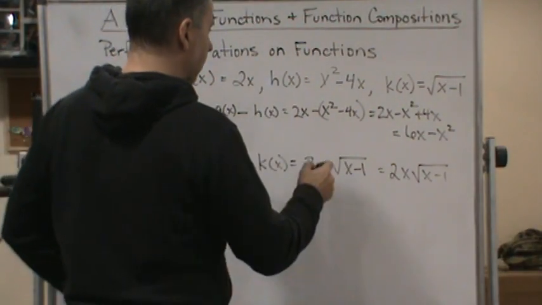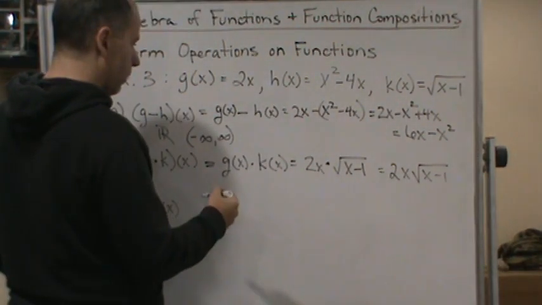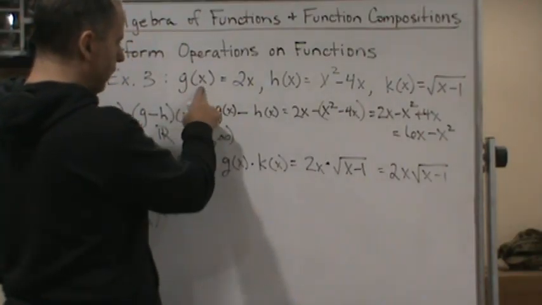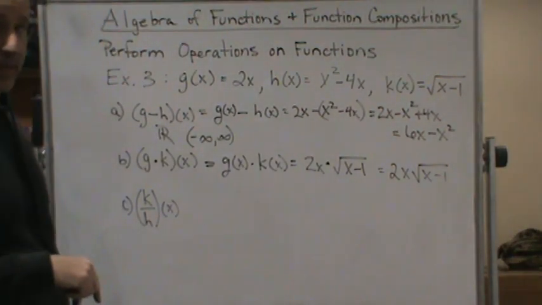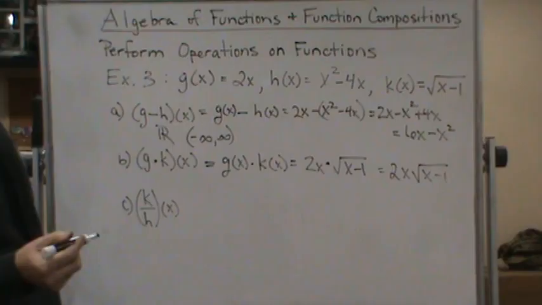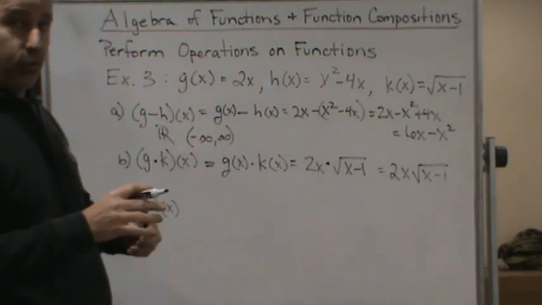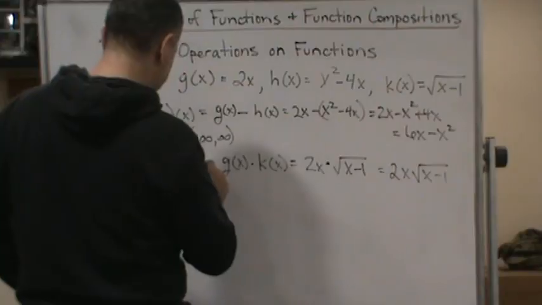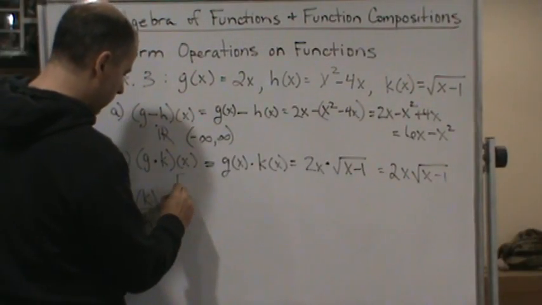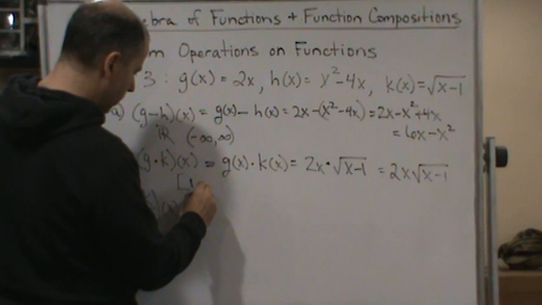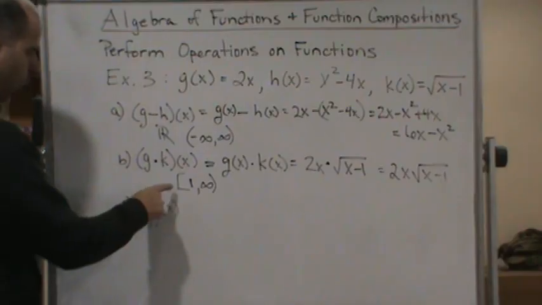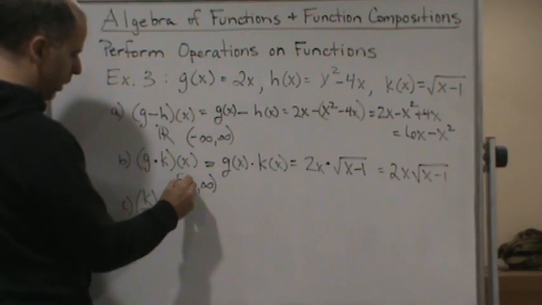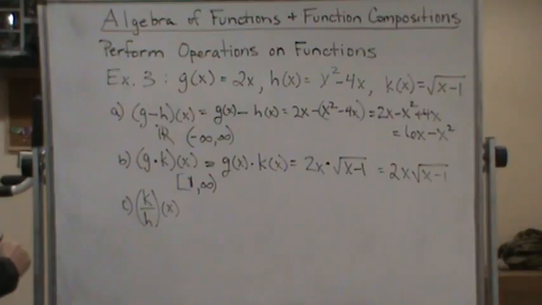So that means for any values of x that are equal to or greater than 1, we're okay here. So if we take those two domains, the domain of g, which is all real numbers, and the domain of k, which is anything equal to or bigger than 1, and we take the intersection of those two, we get the interval of 1 to positive infinity. And we use a bracket here, a closed bracket, because we're including 1 in the domain. Okay? So we're good there.